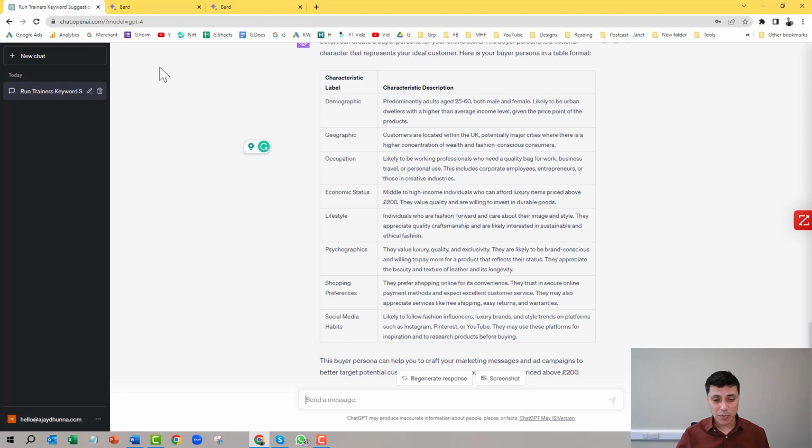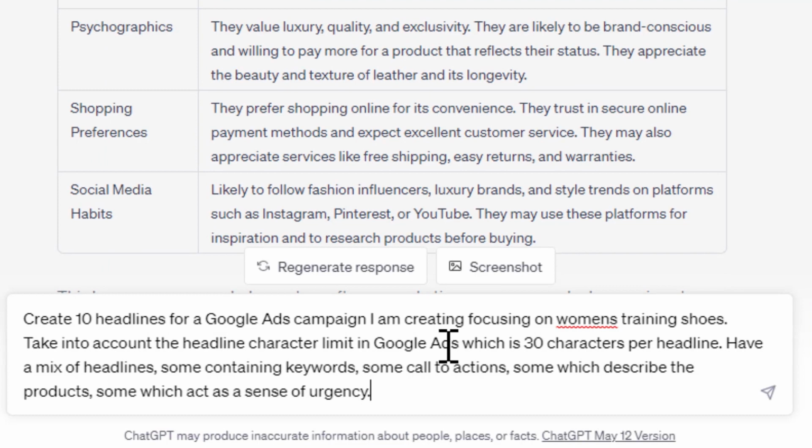So with ChatGPT, I want to paste it in here, and the prompt I'm giving it is: create 10 headlines for a Google Ads campaign that I'm creating focusing on women's training shoes. Take into account the headline's character limit in Google Ads, which is 30 characters per headline. So I'm giving it some boundaries to work with now. Have a mix of headlines, some containing keywords, some call to actions, some which describe the products, and some which act as a sense of urgency.